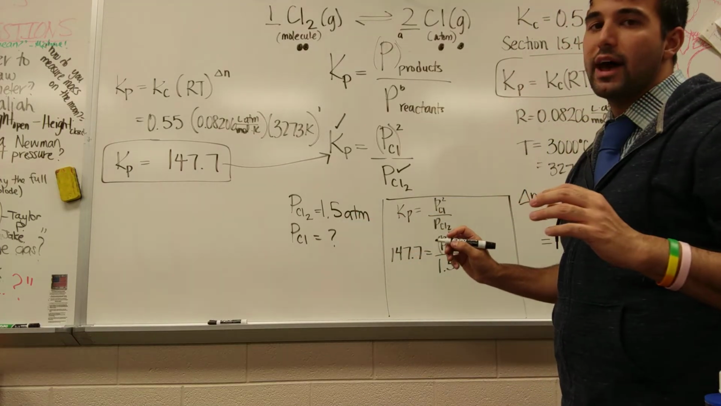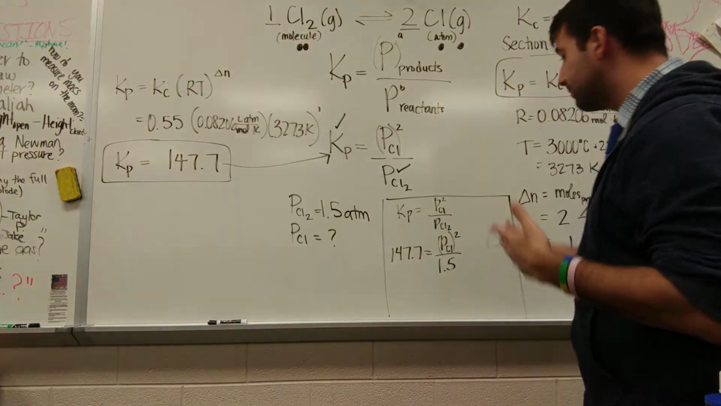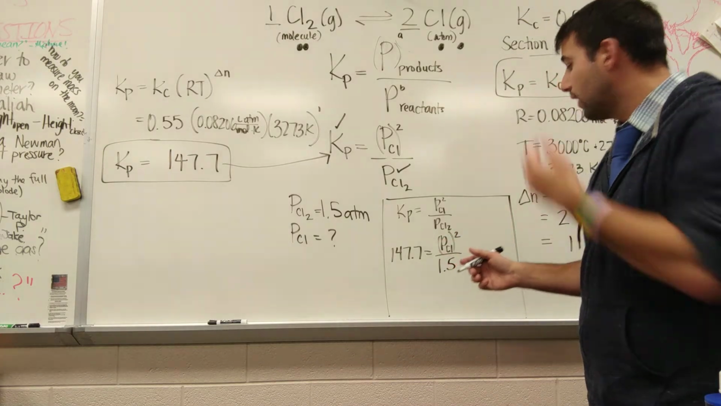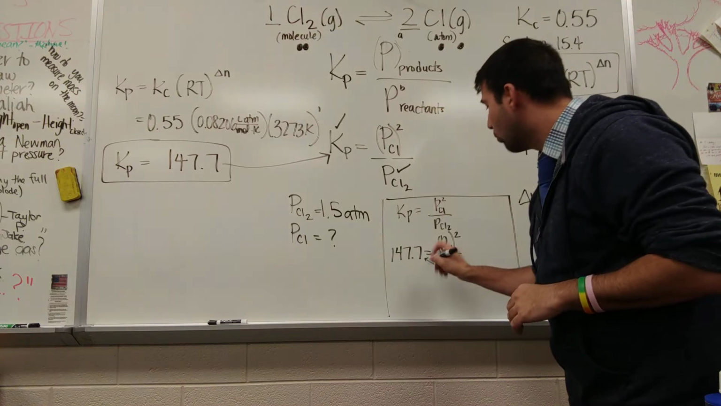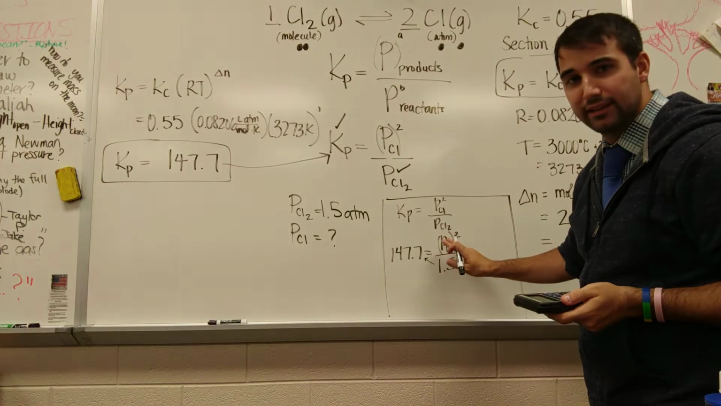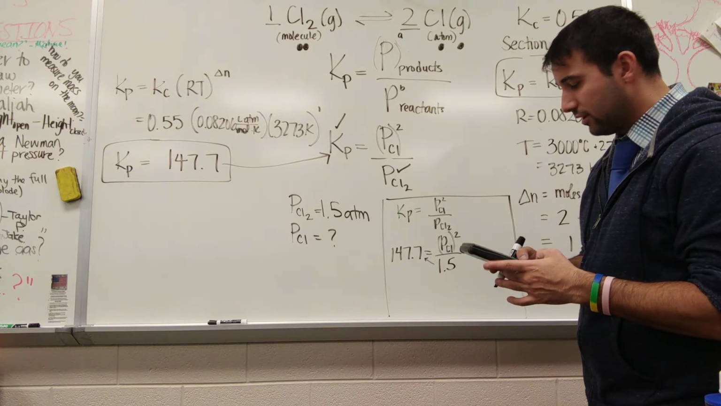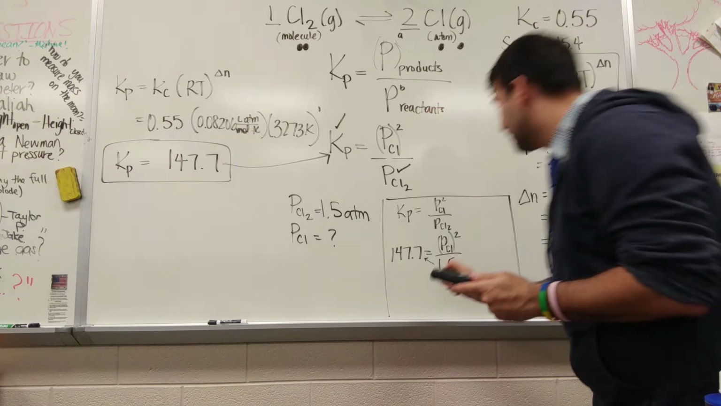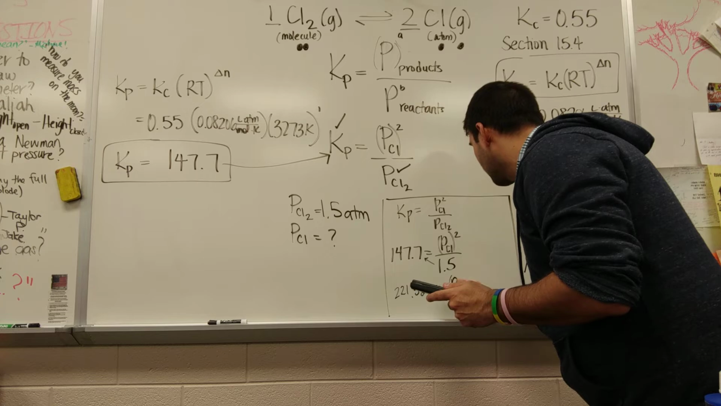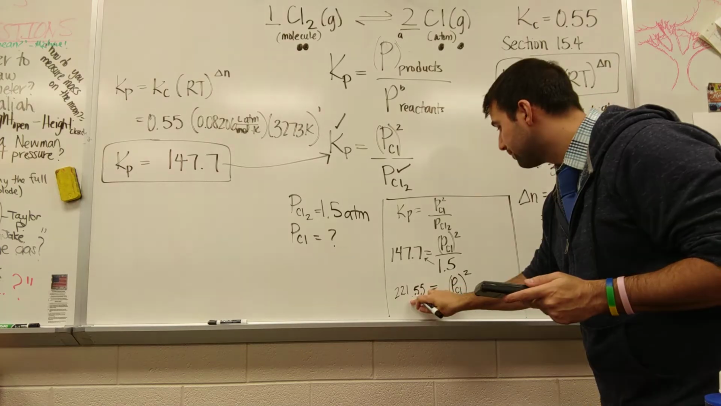And now, remember that our Kp and Kcs are unitless, so I do have atmospheres, but those units are going to go away. Now, all I'm doing is algebra. I'm trying to solve for PCl by itself. So if I want to do that, first I have to multiply 1.5 times 147.7. If I'm trying to isolate the PCl, I've got to multiply both sides by 1.5. So 147.7 times 1.5, and I get 221.55 equals PCl squared.